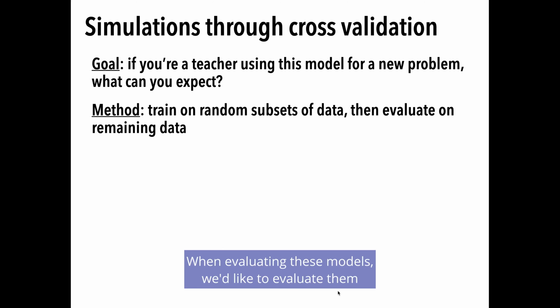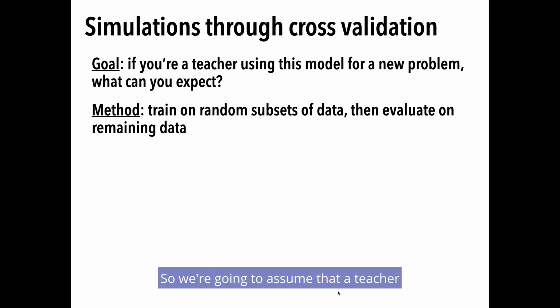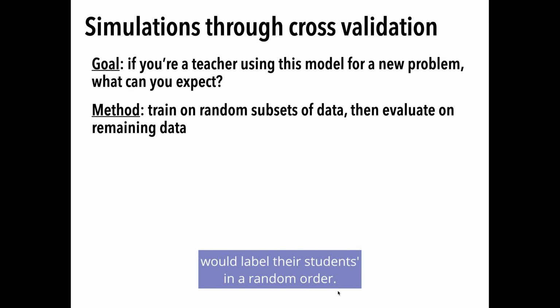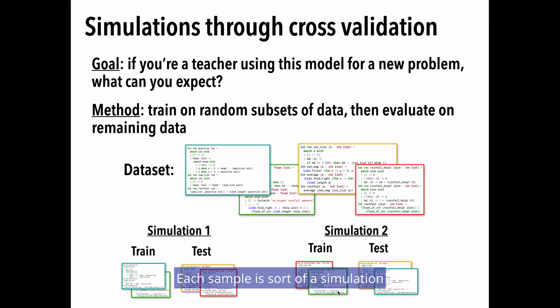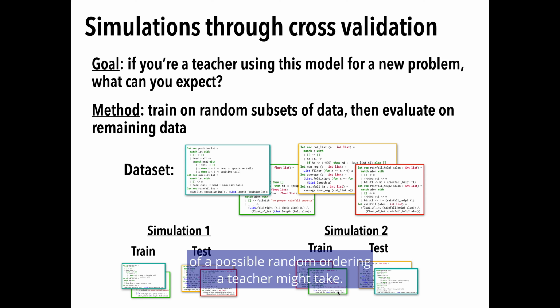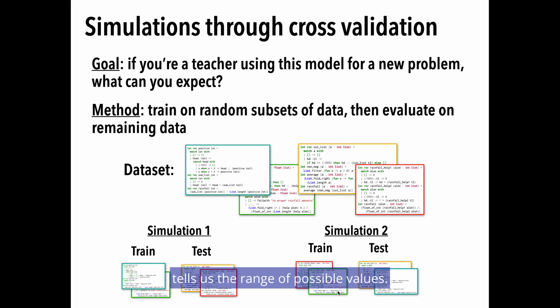Think about it like this. When evaluating these models, we'd like to evaluate them in a way similar to how we would expect them to be used. So we're going to assume that a teacher would label their students' data in a random order. So if our goal is to say, what is the accuracy of the neural network on OCaml with 10 training points? We can randomly sample 10 points from our dataset multiple times. Each sample is sort of a simulation of a possible random ordering a teacher might take. And then the distribution over the simulations tells us the range of possible values. That's really the concept of cross-validation.